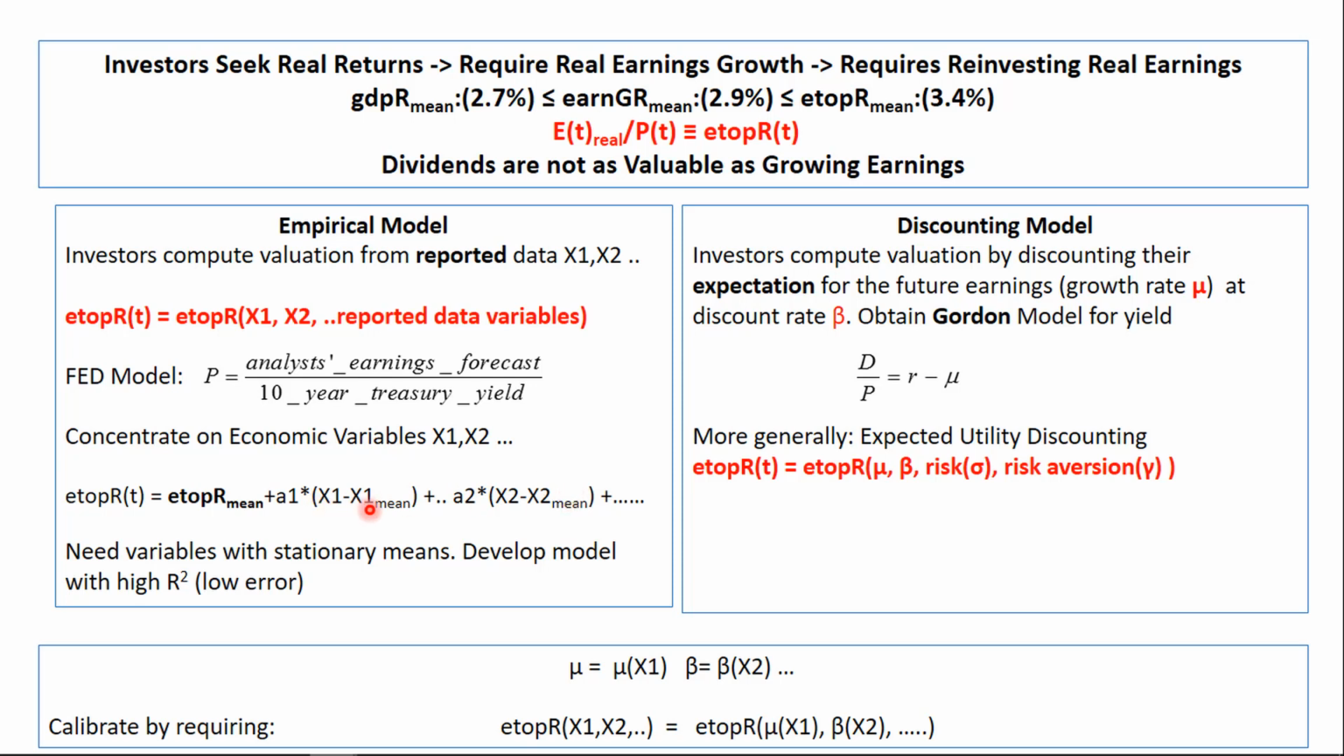And if you're familiar with linear regression, what this in turn produces is a constant mean for the regression. So one can then easily observe the effects of each variable on the yield without changing the mean. And you'll see that this is a very, very convenient way to look at the problem later on. We need variables with stationary means over long periods of time, of course, to do this. And what we want is a model with low error and high R squared. R squared is how much the data variables explain the time variation of the yield.